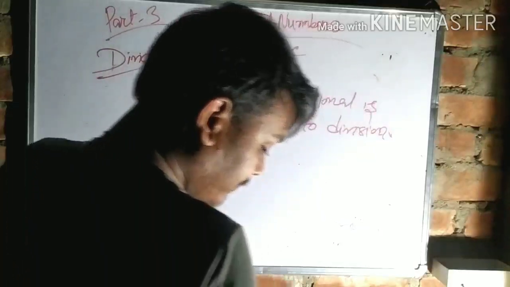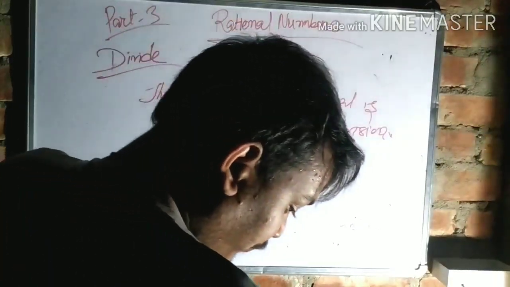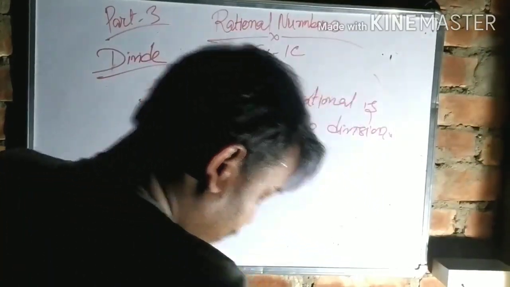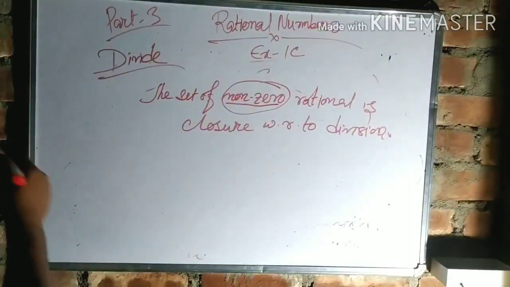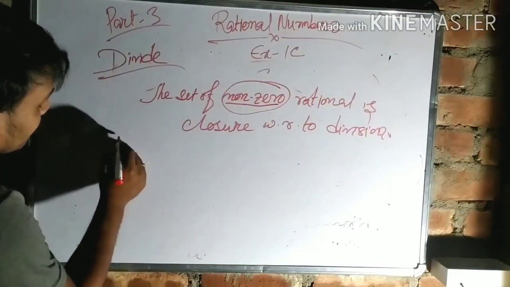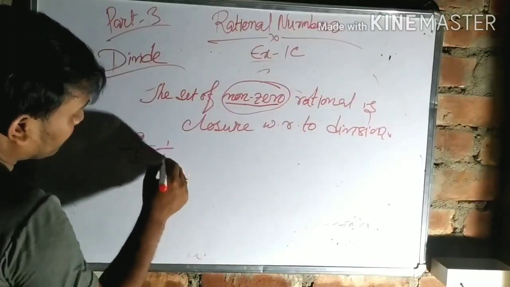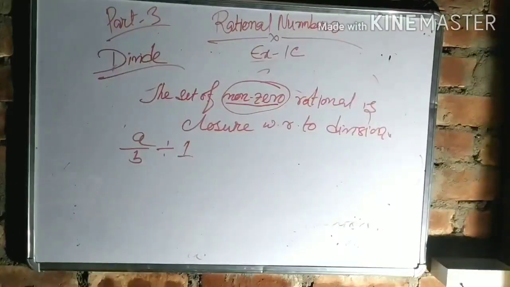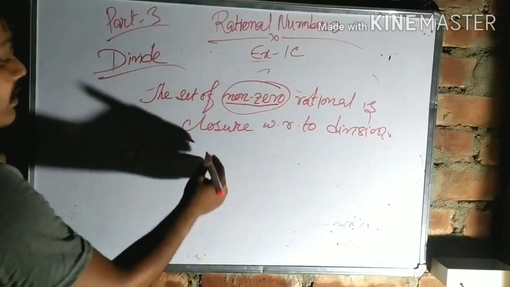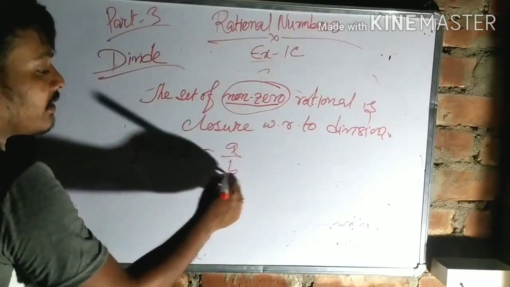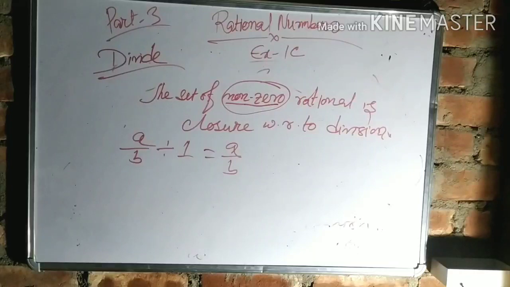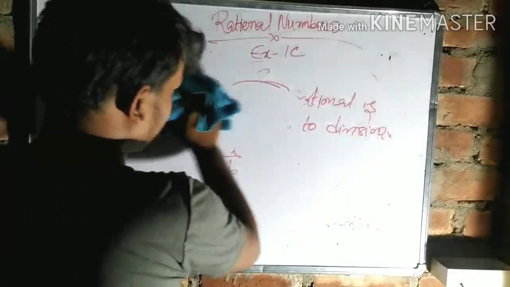Next thing, division by 0. If we divide any natural number by 1, then the result is a rational number. These are the concepts based on exercise 1C.